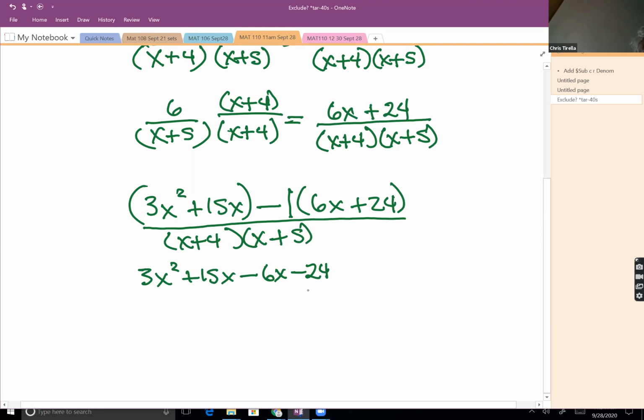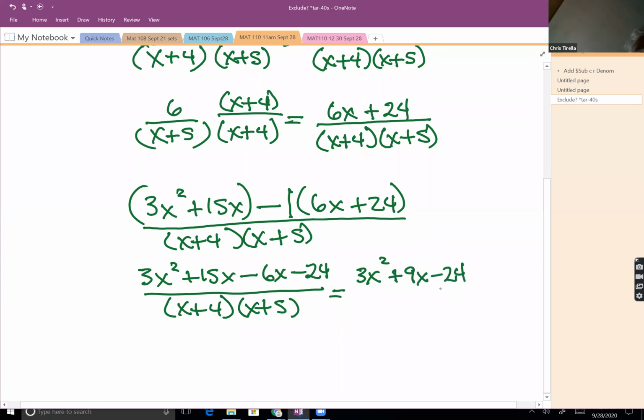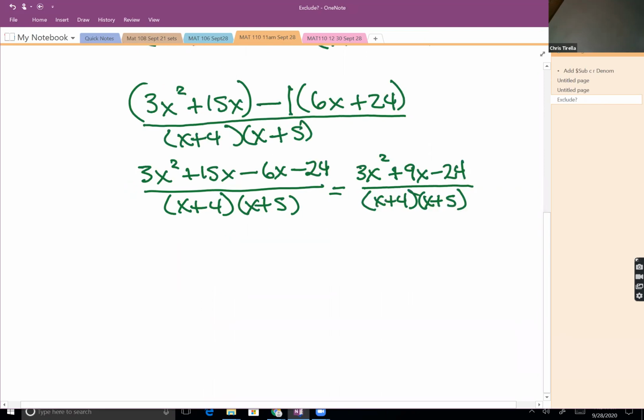over our common denominator, x plus 4, x plus 5. So that leaves me with 3x squared plus 9x minus 24 over x plus 4, x plus 5. So far, the subtraction part, all right.